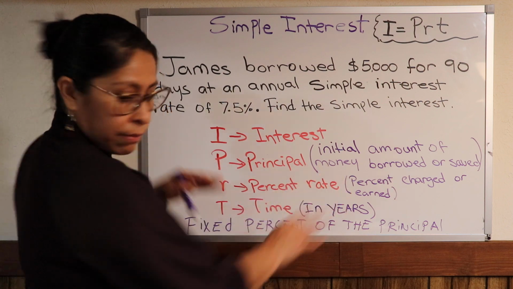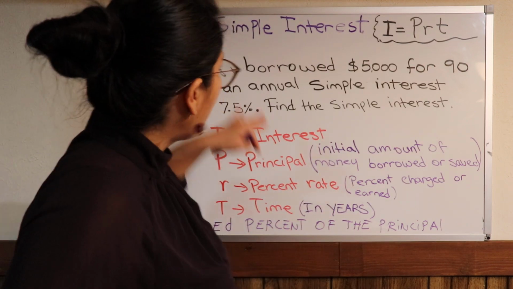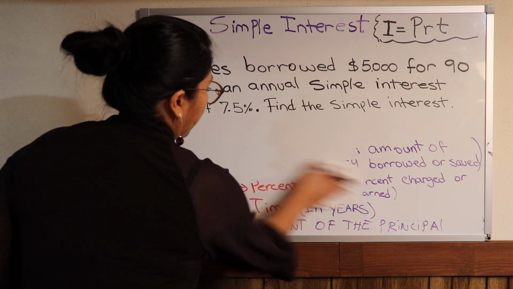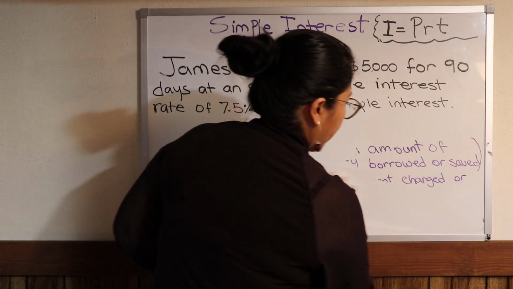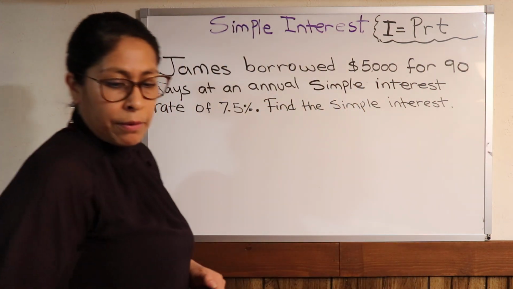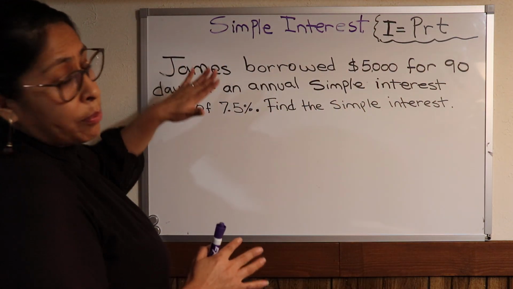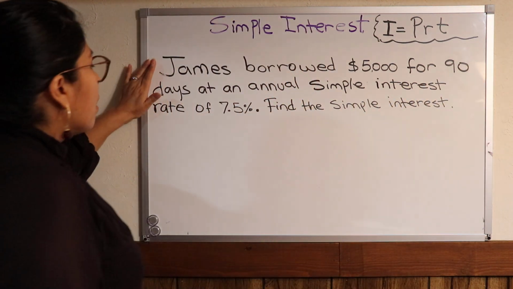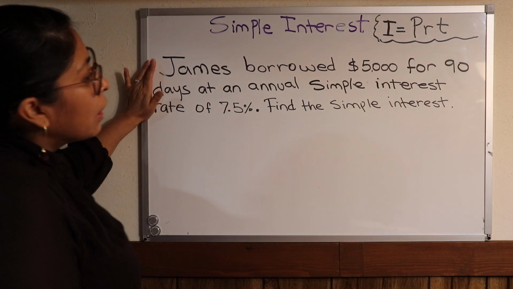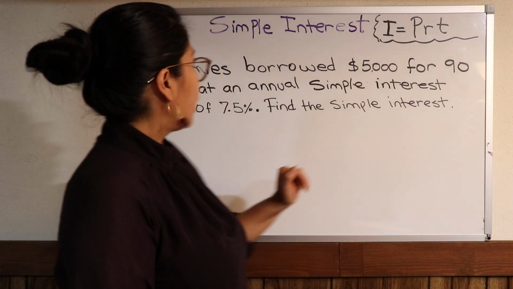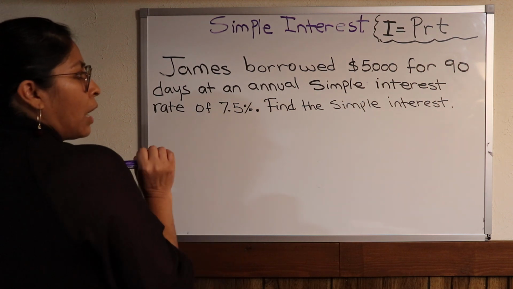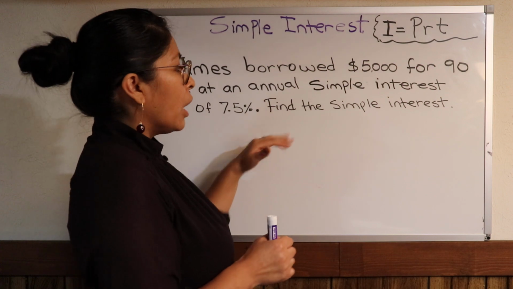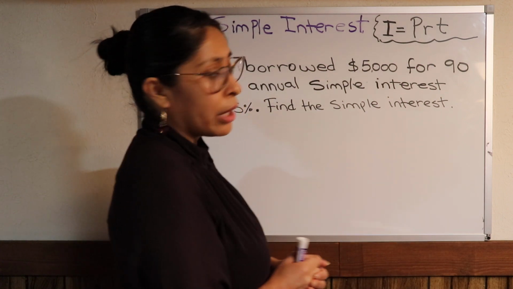So I'm gonna erase this, and then we're gonna do the problem that I have right here. I have the first problem here, and I'm gonna use the same problem, but with different times. James borrowed $5,000 for 90 days at an annual simple interest rate of 7.5%. And I'm trying to find the simple interest.